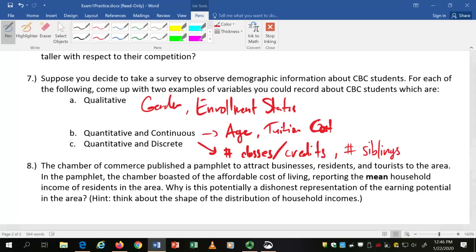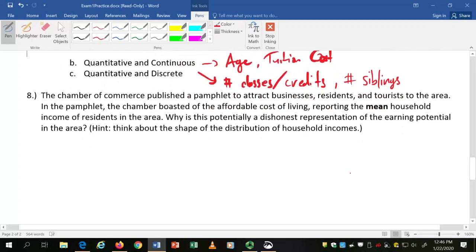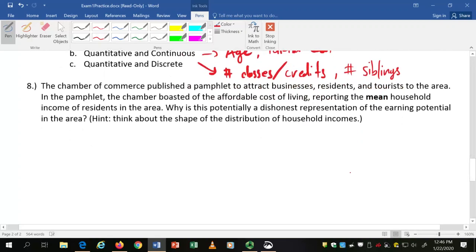And the last one, I didn't ask you to calculate anything here. I just wanted you to think about this. It has to do with the shape of distributions. They were saying that they reported the mean household income of residents, and I think that's a potentially dishonest representation. Why do you think that's true? Because it's susceptible to outliers.